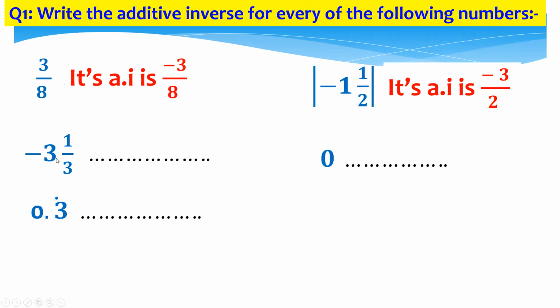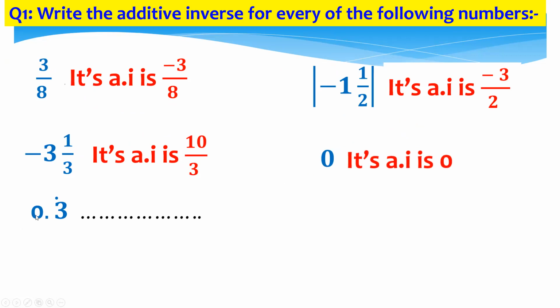Here I have negative 3 and a third. It's a mixed number. I will convert it to an improper fraction. How? 3 multiplied by 3 will be 9, 9 plus 1 will be 10. It means negative 10 over 3. The additive inverse is 10 over 3. 0: the additive inverse of 0 will be 0.